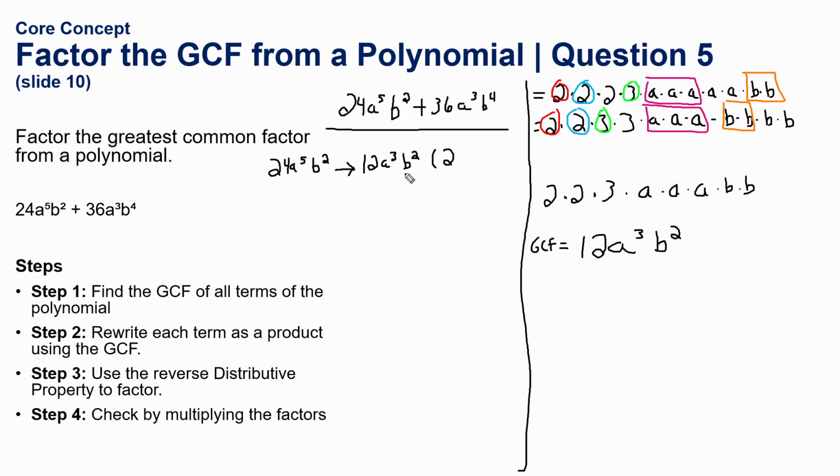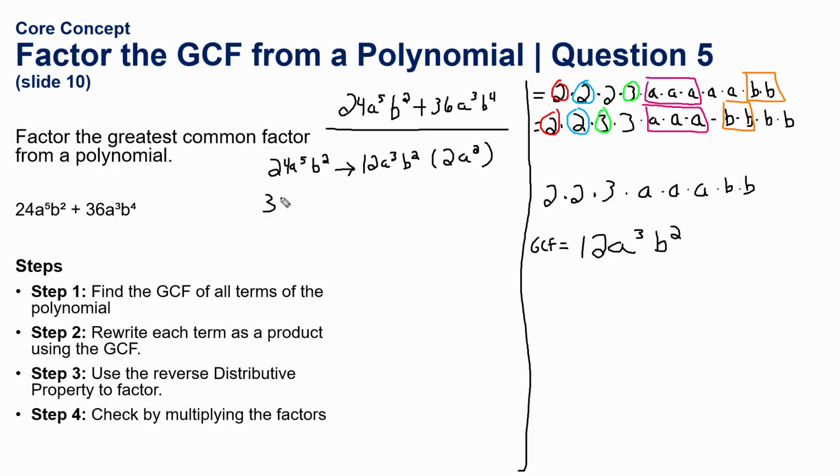Then I'm asking myself, okay, since I have 3 a terms, how many a terms do I basically need to multiply to get to 5? And that's 2 of them, right? So a squared would get us to a to the fifth power. And since I already have in my greatest common factor the 2 b terms, that's all I would do. So 12a to the third power, b to the second power, times 2a to the second power is the rewriting of the first term as a product using the GCF.